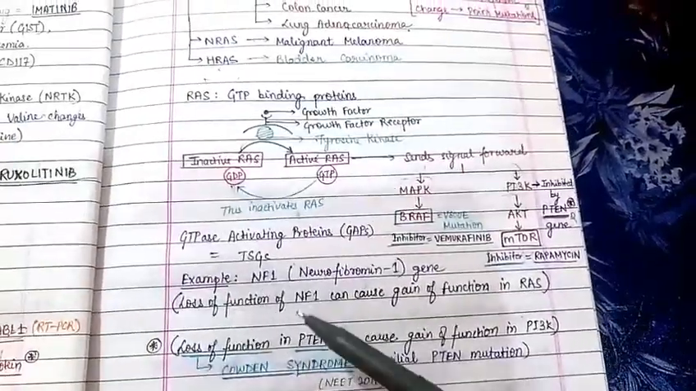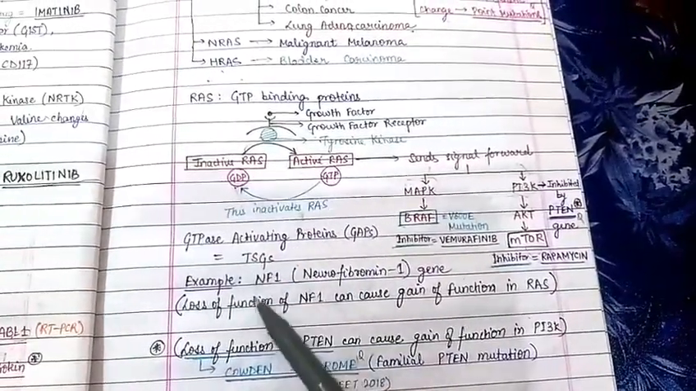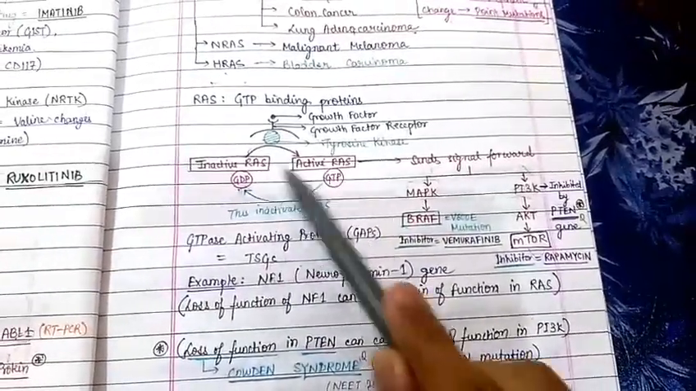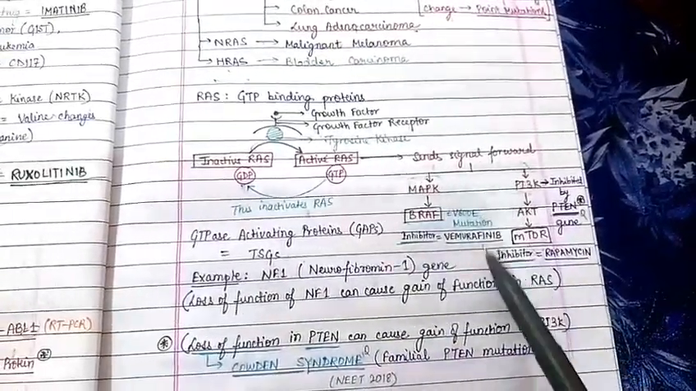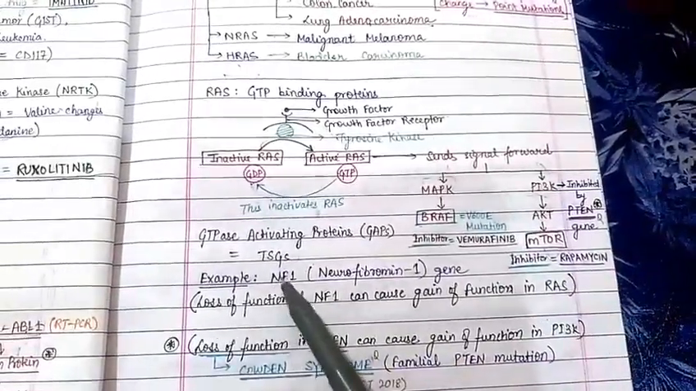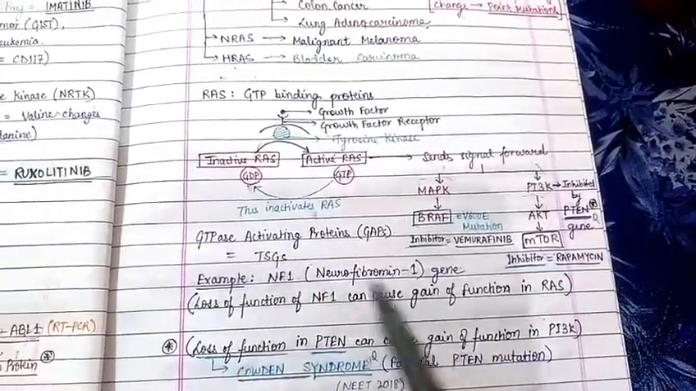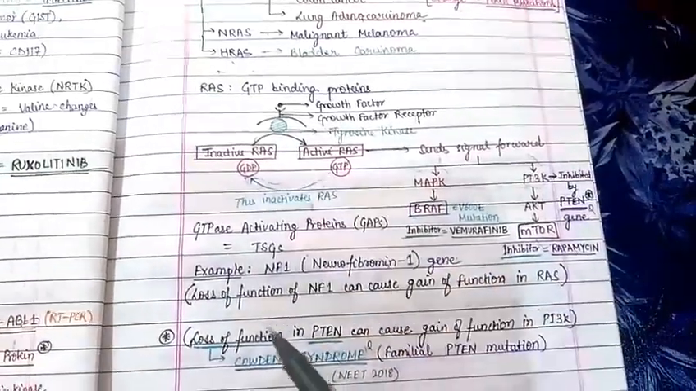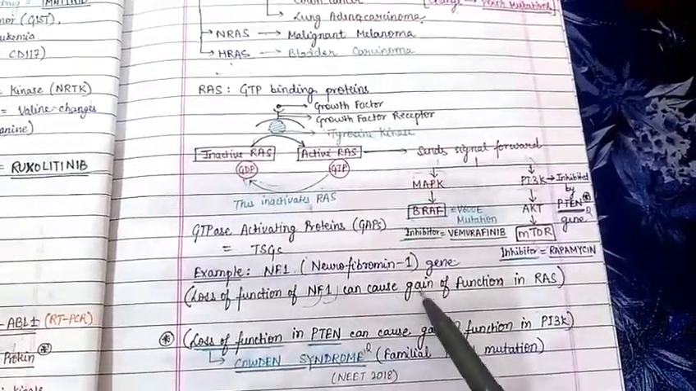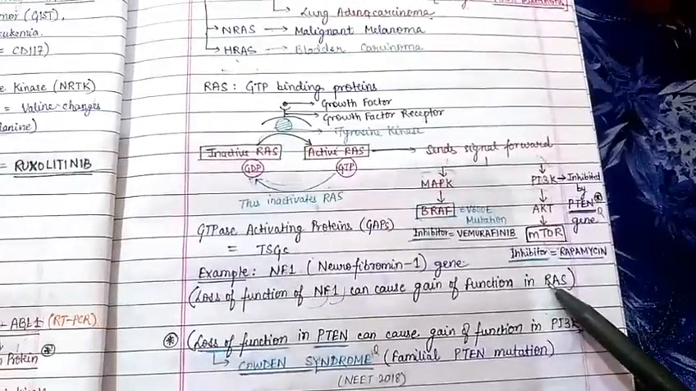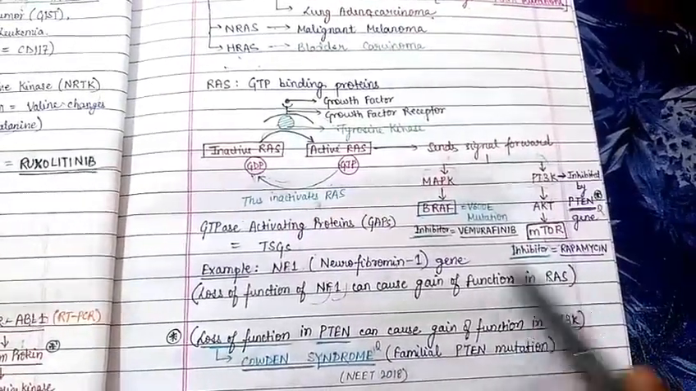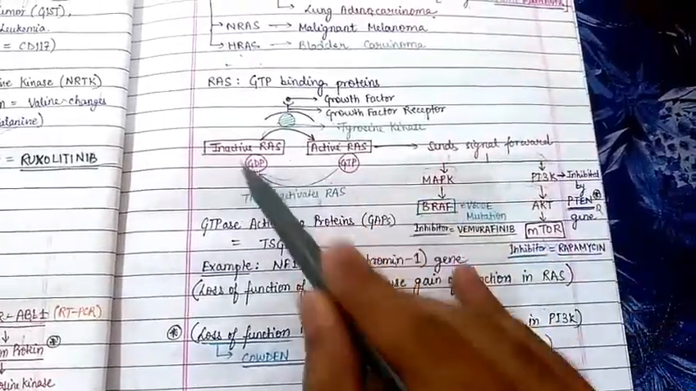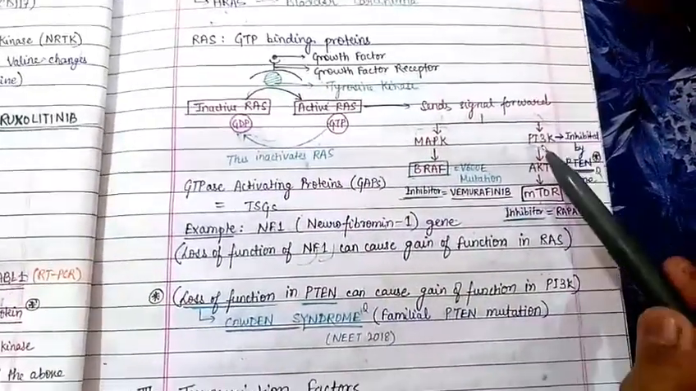Clear? Now among GTPase activating proteins, one is NF1. It is a tumor suppressor gene, because it inhibits this pathway, so there will be no signaling and no growth. NF1 is the neurofibromin 1 gene, responsible for the GTPase activating action here. If there is loss of function in NF1, it will cause cancer through gain of function in RAS, because NF1 inhibits this pathway, and if NF1 is absent, there will be no inhibition of this pathway. The next one is PI3K.